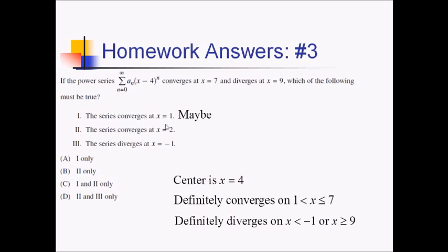Next one, series converges at x equals 2. Well, 2 is between 1 and 7. It's closer to my center than my converging value of 7 was, so 2 must make the series converge.